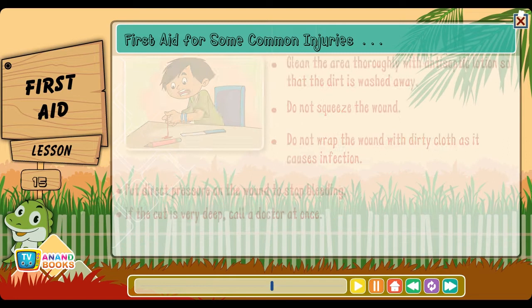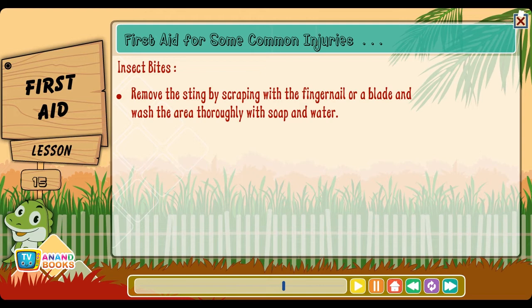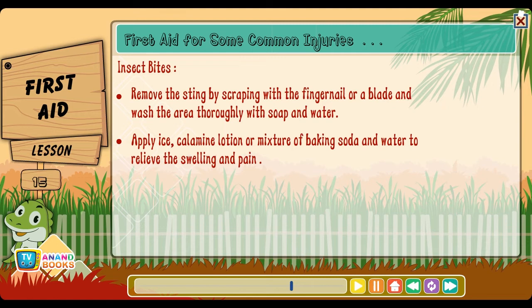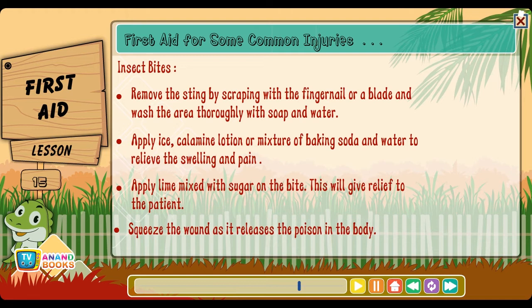Insect bites. Insects like bee or wasp sometimes sting us, which is very painful. A sting causes swelling in that part of the body. In case of an insect bite, remove the sting by scraping with a fingernail or a blade and wash the area thoroughly with soap and water. Apply ice, calamine lotion, or mixture of baking soda and water to relieve the swelling and pain. Apply lime mixed with sugar on the bite. This will give relief to the patient. Squeeze the wound as it releases the poison in the body.